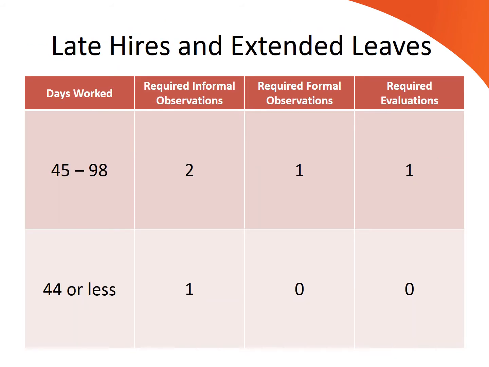Teachers who work less than a full year may have an amended schedule of observations and evaluations based upon the number of days they work. This may pertain to individuals who are late hires or who may be out on leave or temporarily assigned to alternate duties. Teachers who work from 45 to 98 days will receive 2 informal observations, 1 formal observation, and 1 evaluation. Teachers who work 44 days or less would receive 1 informal observation, and the evaluation would be in the form of a narrative.